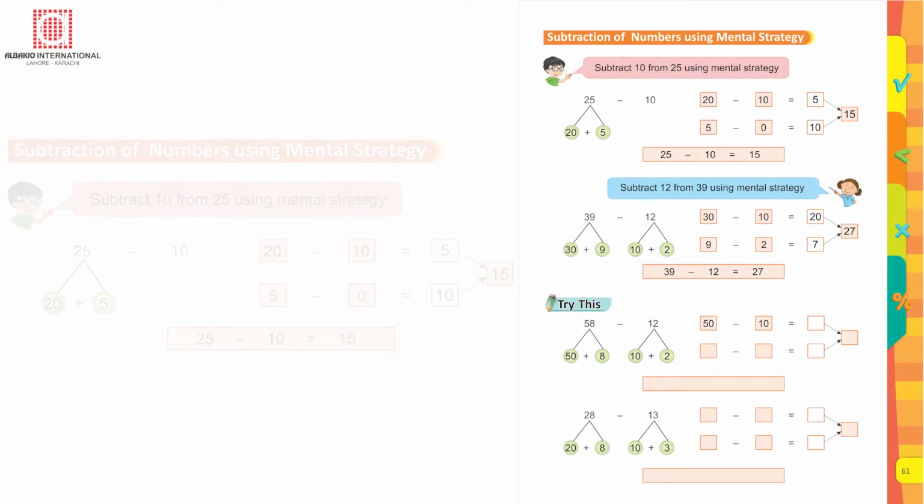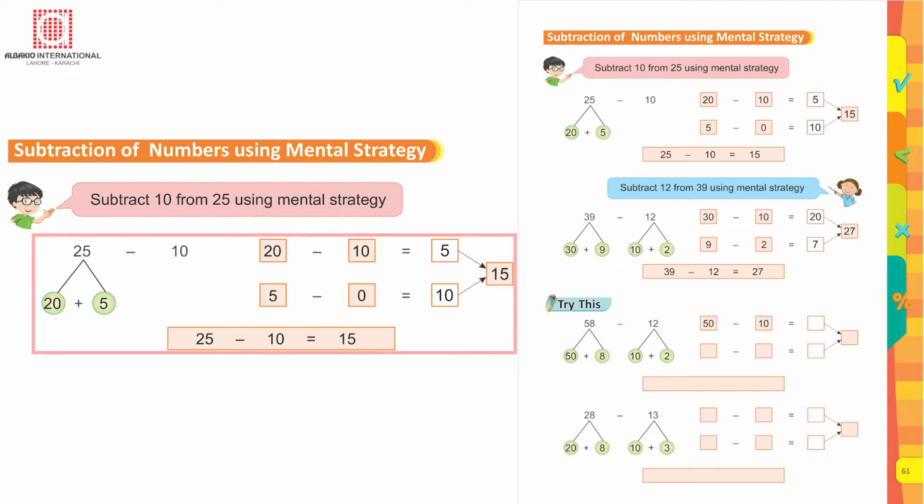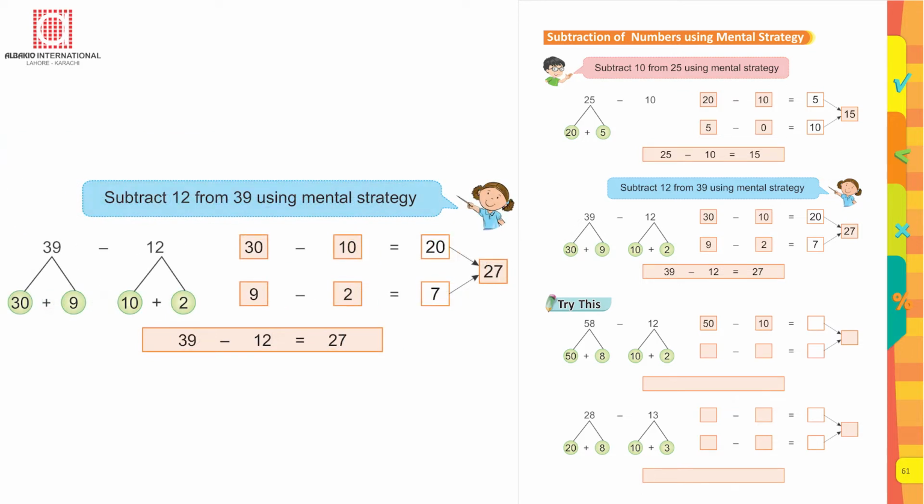Coming to page 61, subtraction of numbers using mental strategy. Now subtract 10 from 25 using mental strategy. As we have done earlier, we have 25 minus 10. Now you just split 25 into tens and ones. In 25, how many tens and ones are here? There are 2 tens and 5 ones. Now subtract 1 ten from 2 tens. You are left with 1 ten plus 5. This is 15.